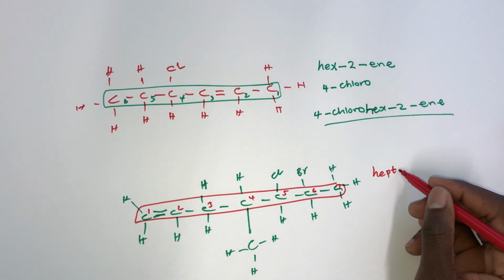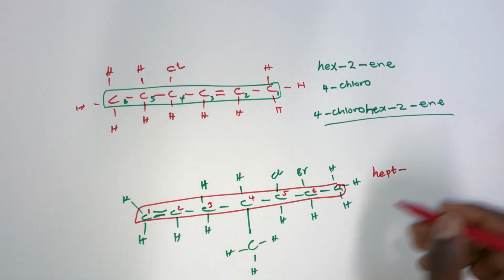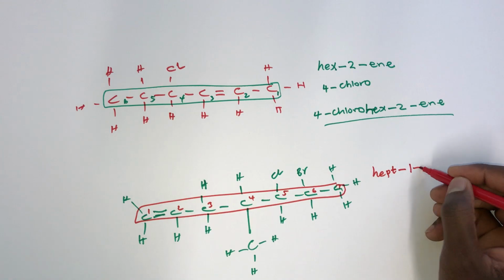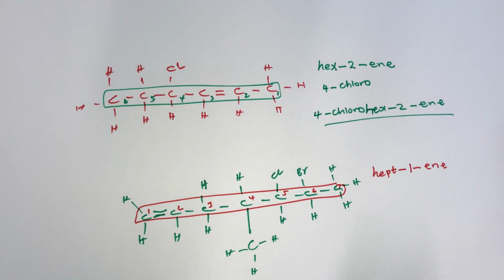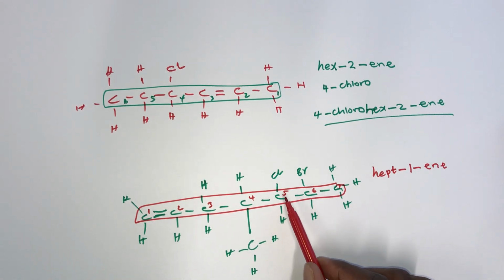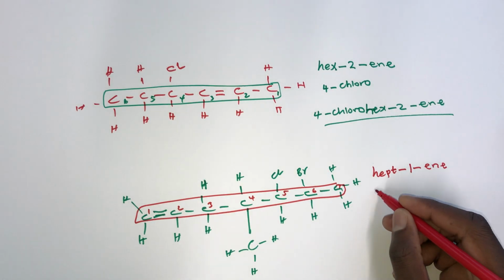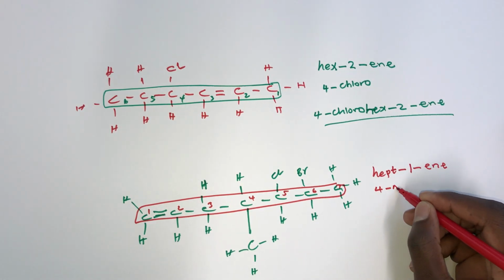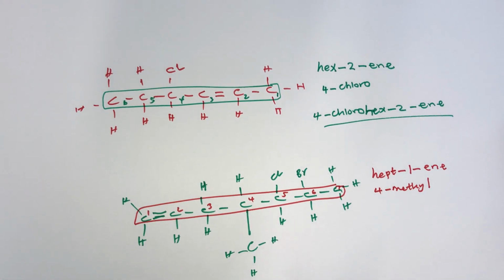So now we must put a dash. There is a position for a double bond here. It's position number 1. So we're going to write 1, then dash. Since it's a double bond, the ending is ENE. Now let's check carbon atom number 6, or carbon atom number 4. Yes, carbon atom number 4, there is methyl. So we're going to say this is 4-methyl.